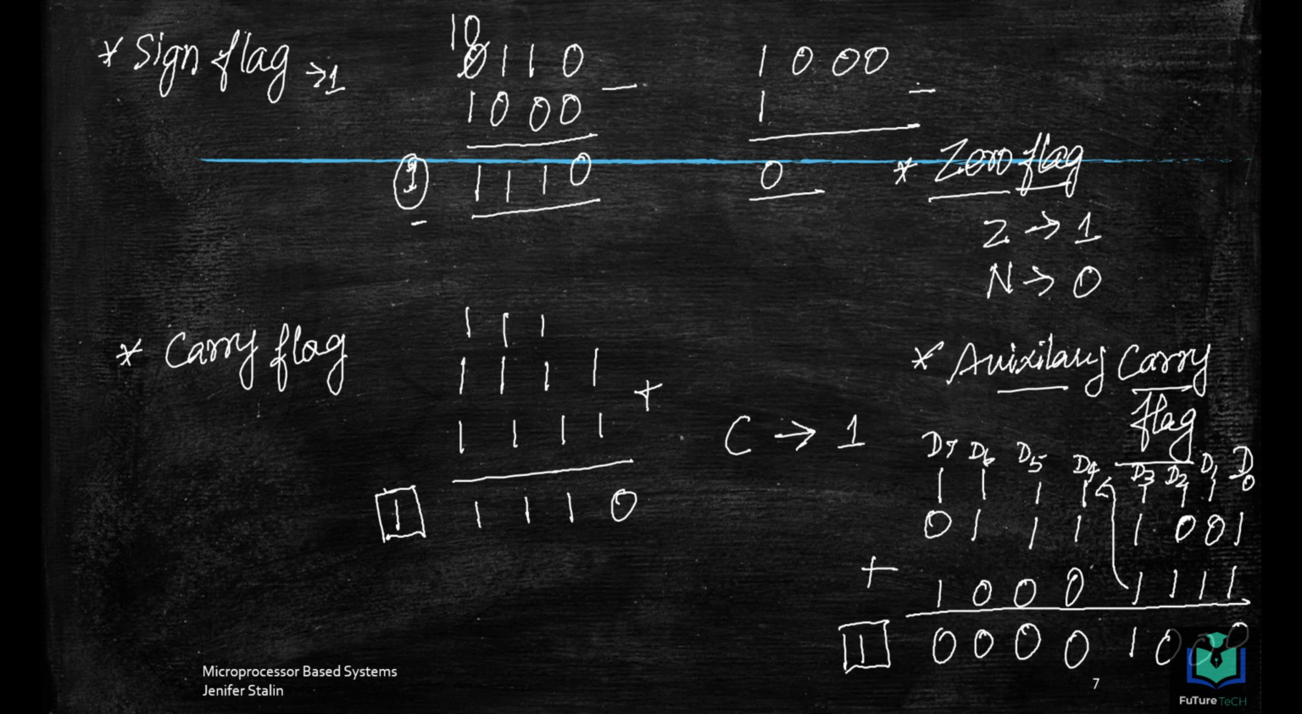So in this case, you can see again the addition operation resulted in a carry also. So what are the flags that get affected? The auxiliary carry flag becomes 1, and the carry flag also becomes 1. Is it clear?